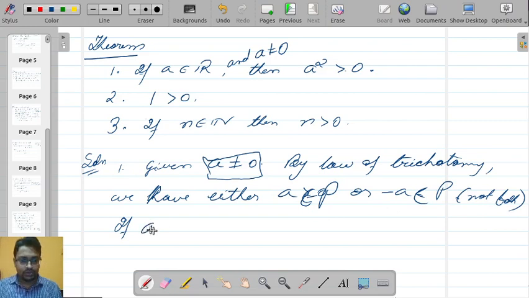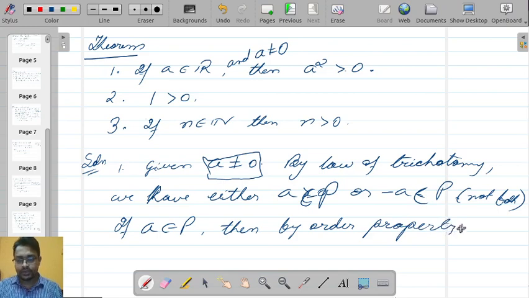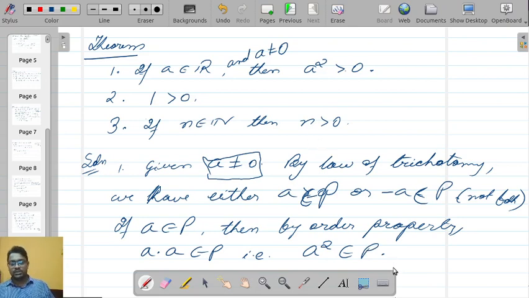So if A belongs to P, then by order property again, what about A dot A? A dot A belongs to P. That is, what is A dot A? A dot A is A square, because by order property, P is closed under multiplication. So A square belongs to P. Okay, right? So that is, A square is greater than 0.